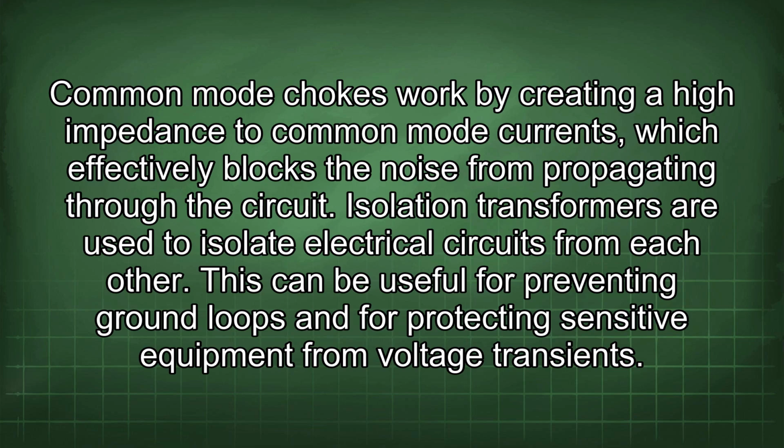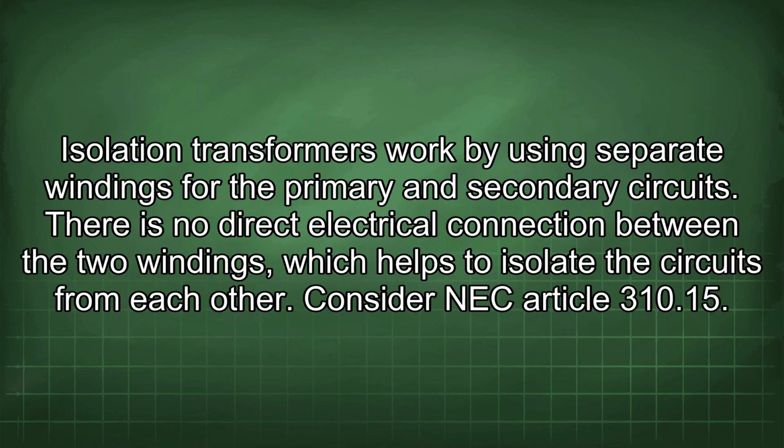Isolation transformers are used to isolate electrical circuits from each other. This can be useful for preventing ground loops and for protecting sensitive equipment from voltage transients. Isolation transformers work by using separate windings for the primary and secondary circuits. There is no direct electrical connection between the two windings, which helps to isolate the circuits from each other.